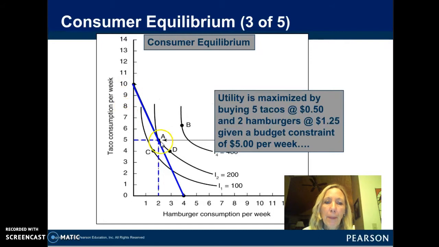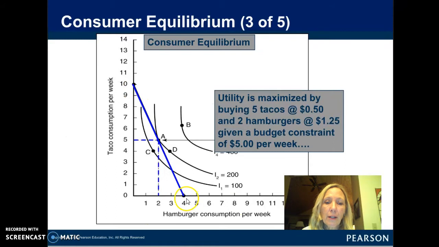The blue line is a budget line. We studied that last week. In this case, the person's budget is $5 per week. So we create the budget line by doing the y coordinate here, which is 0 and 10. And we get that by the fact that tacos are 50 cents a piece. So she spent all her money on tacos. It's not what she likes, but that's what she can afford. That would give us that point.